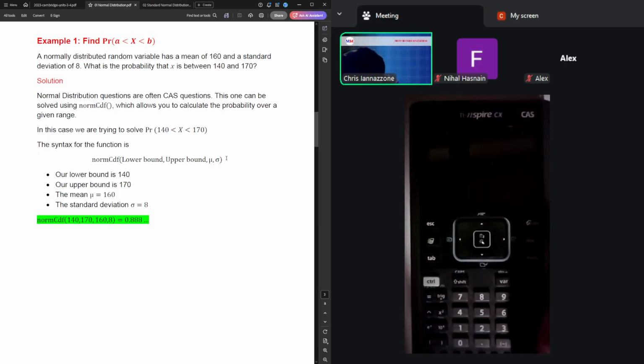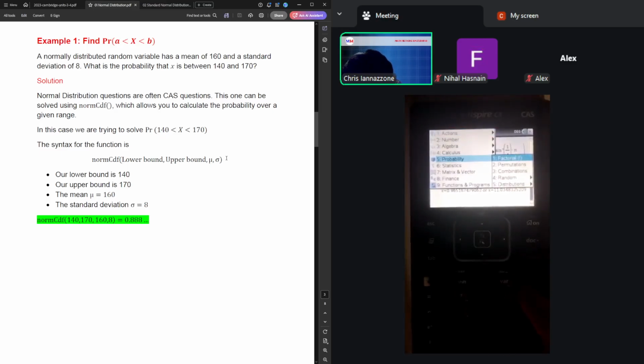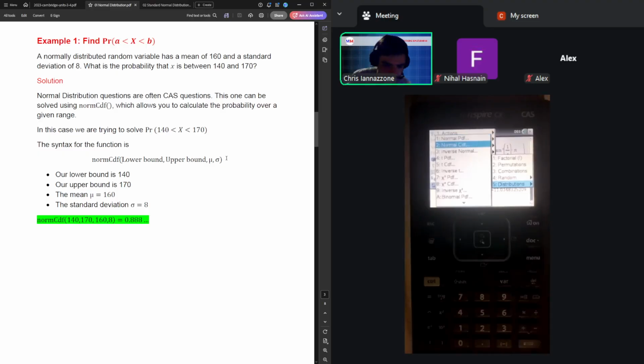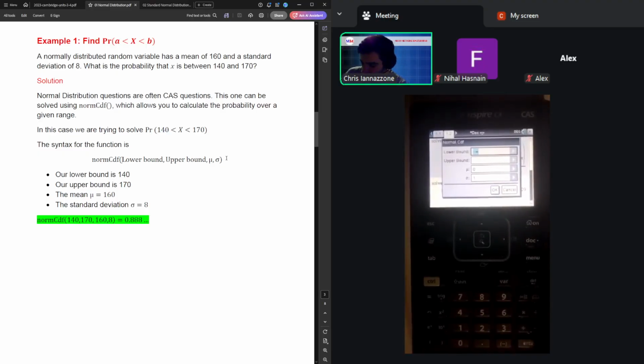So if we look at the CAS from the document camera, if you go to menu, 5 for probability, 5 for distributions, you'll see the normal probabilities are up the top. Normal PDF, normal CDF. The one that we want is the normal CDF. You'll see it requires the lower bound, the upper bound, the mean, and the standard deviation. By default, the mean will be given as 0 and the standard deviation as 1. We will, by the end of this lesson, understand why that is the default. But for now, let's plug in the values that we have.